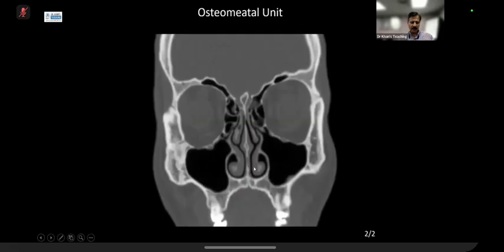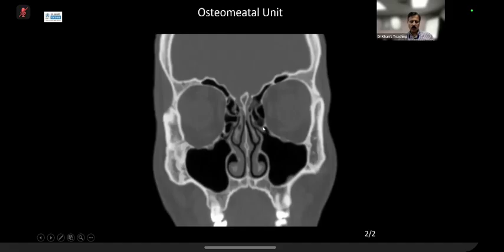So this is a CT scan. If you see here, this is the maxillary sinus. Where I'm pointing is the maxillary ostium. From here to here will be the infundibulum. Then this is the middle turbinate, so this airway is the middle meatus. And this thing is the ethmoid bulla.